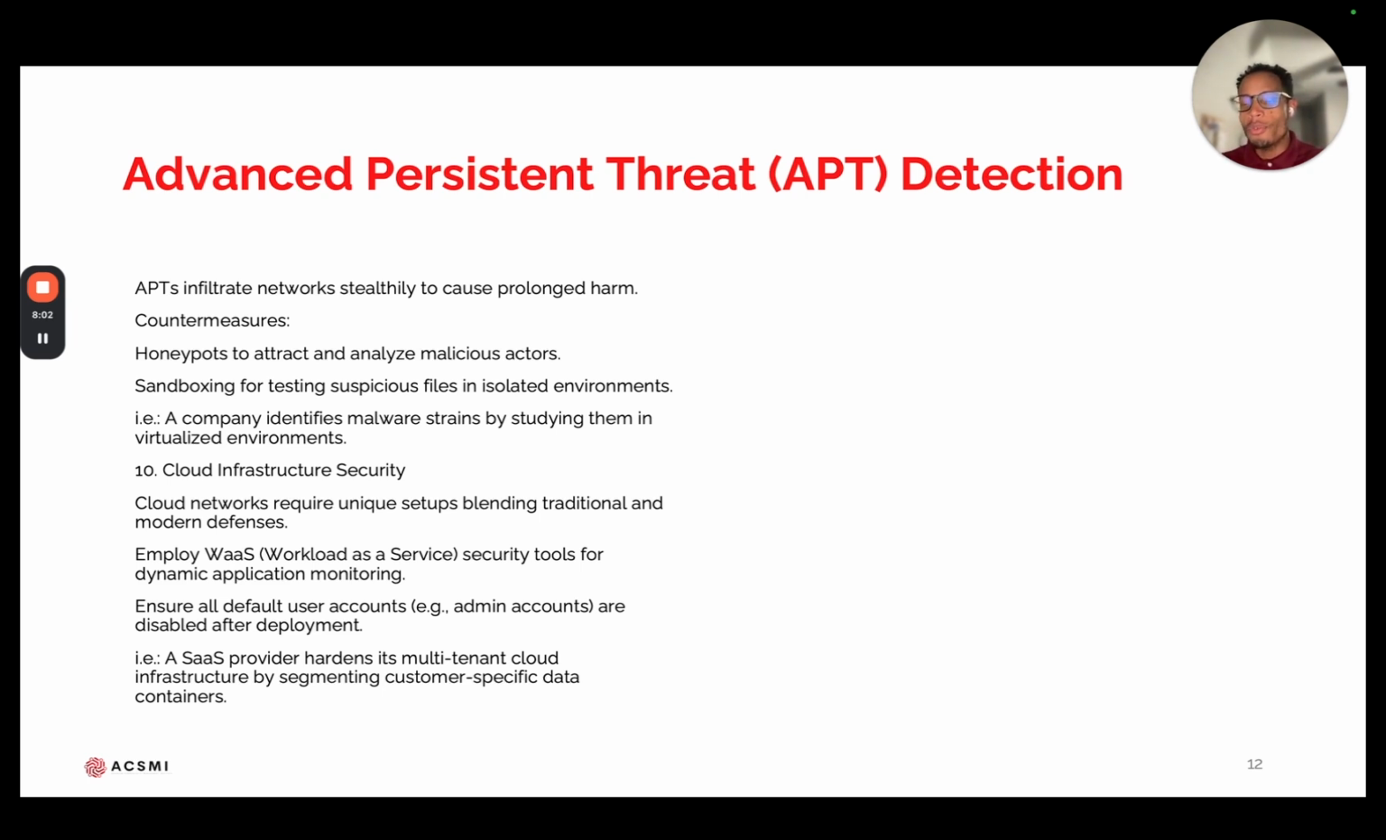But a way to attract these APTs is going to be honeypots. These are specifically designed systems to be vulnerable, right? So you attract someone, and then you analyze what they're doing, their TTPs, their tactics, techniques, procedures.